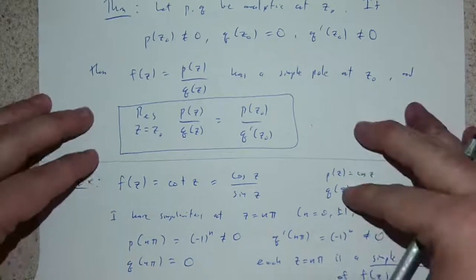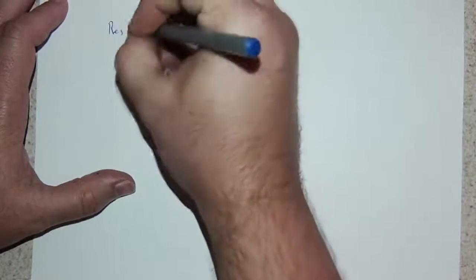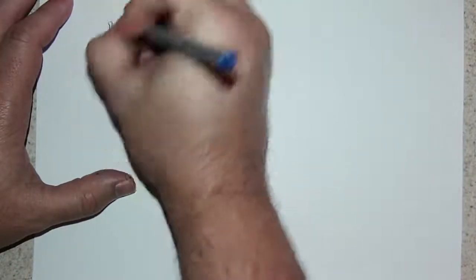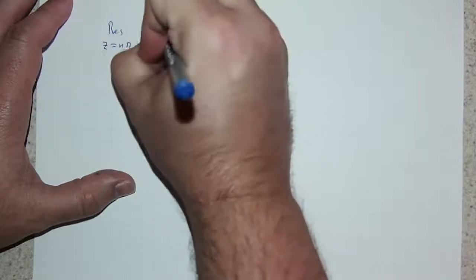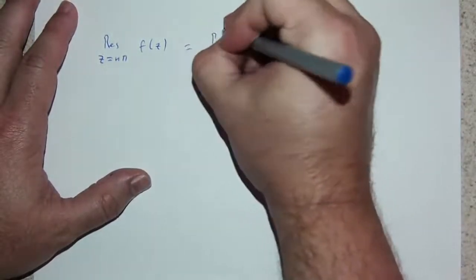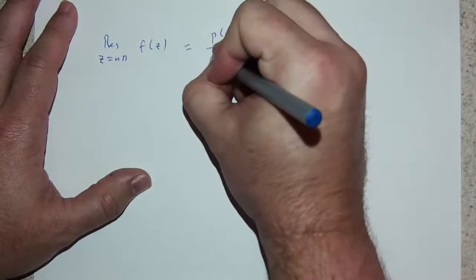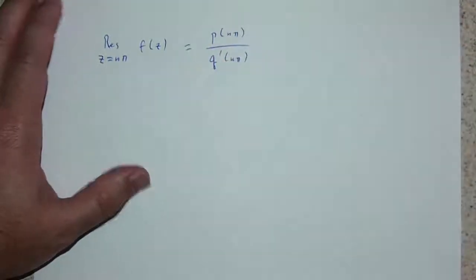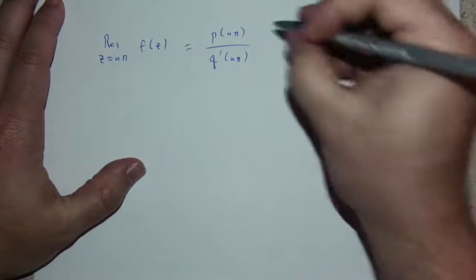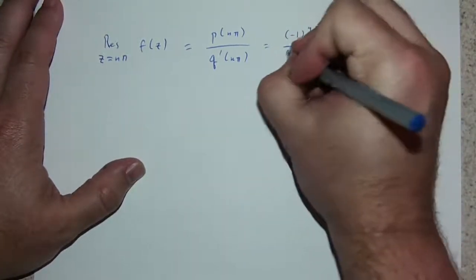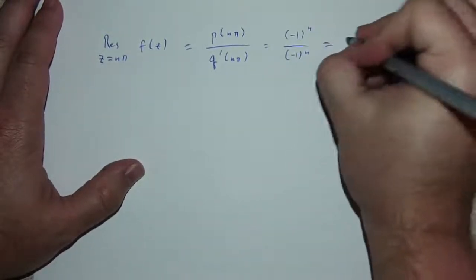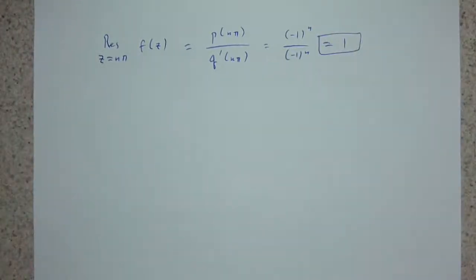Okay, but the residue is actually easy to compute here. And what's the residue? So the residue at n pi of f of z. What is this? Well, this is, using our theorem, p of n pi over q prime of n pi, which is minus 1 to the n over minus 1 to the n, but that's 1. So the residue at any of those poles is actually 1.